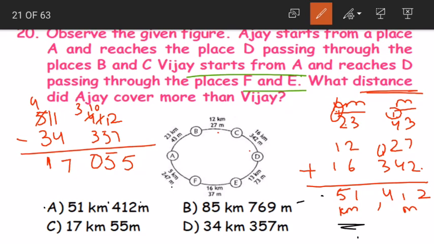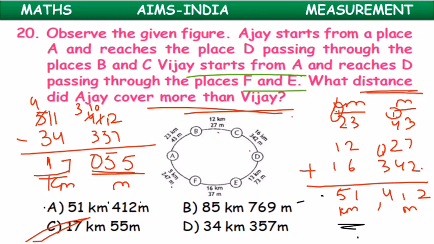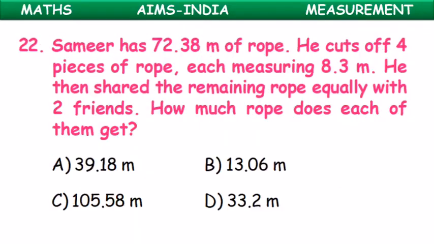Yes, 17 kilometers and 55 meters. Now Ajay has travelled 17 kilometers 55 meters more than Vijay. That is option C.